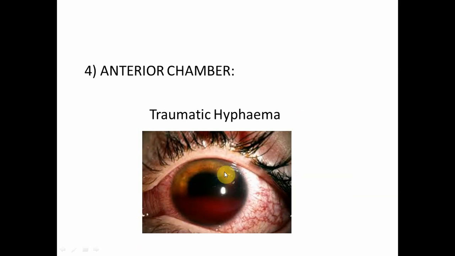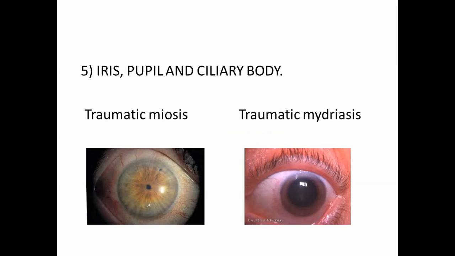Apart from that, we can also see some amount of inflammation like cells, flare and exudates in the anterior chamber, which are the other manifestations that you see in the anterior chamber in cases of blunt ocular injury.